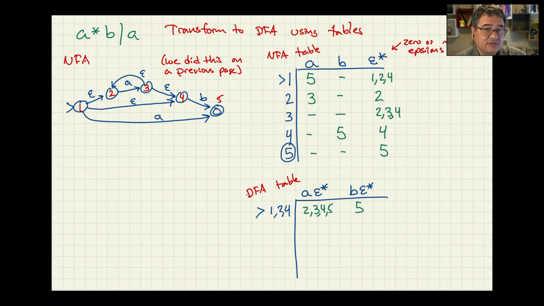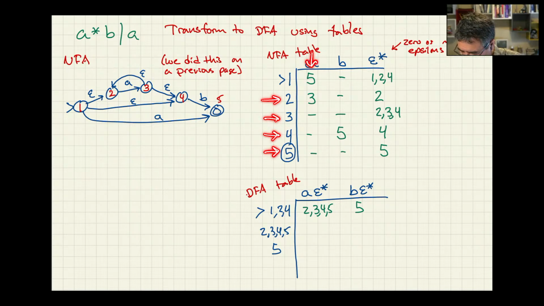Did we add anything new to the table? We sure did. We added 2, 3, 4, 5, and 5. Do it again. 2, 3, 4, 5 on an A. Combine these together. Gives us 3. So turn your attention to the 3 row. Go all the way over to the epsilon star column and combine what you see there. 2, 3, 4.